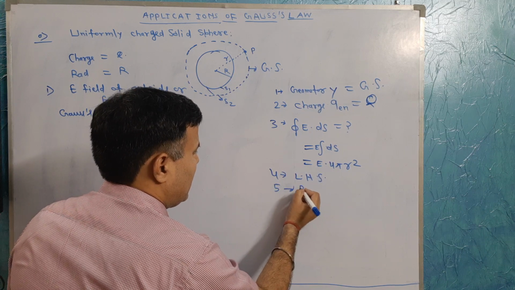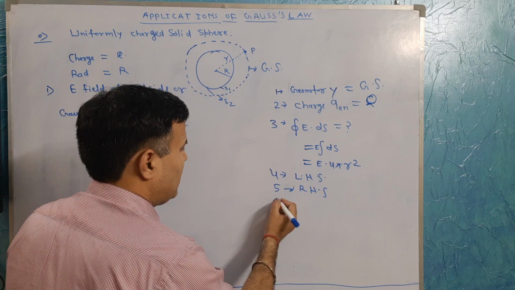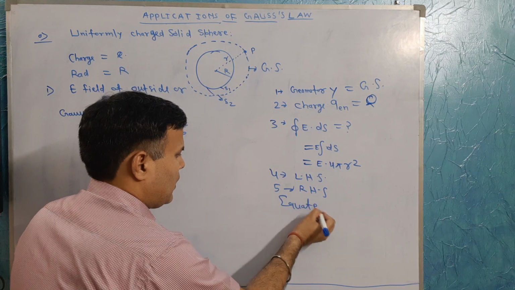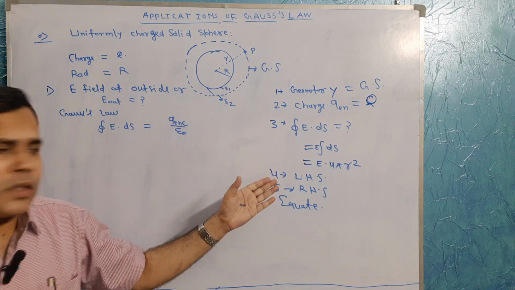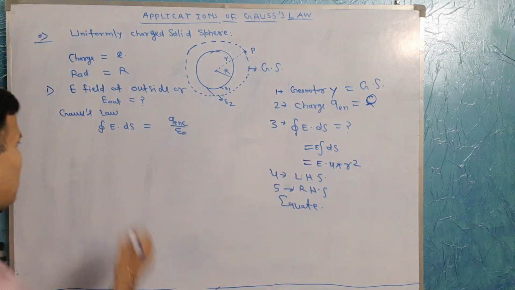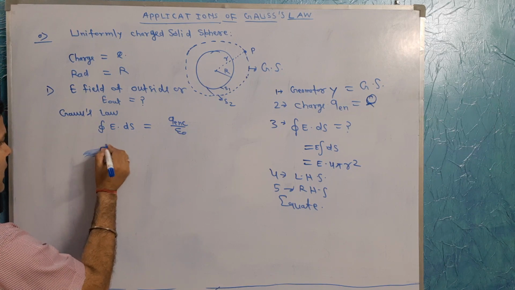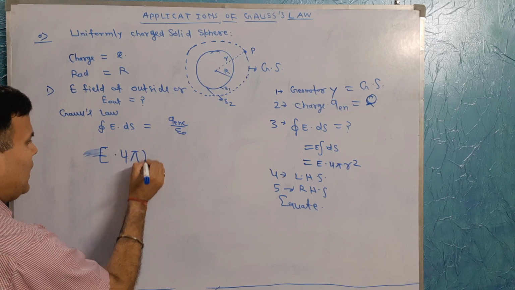Fifth, right hand side. Evaluate and equate. So this is a 4 to 5 step process. So we know what our E dot ds is: E into 4 pi r square.